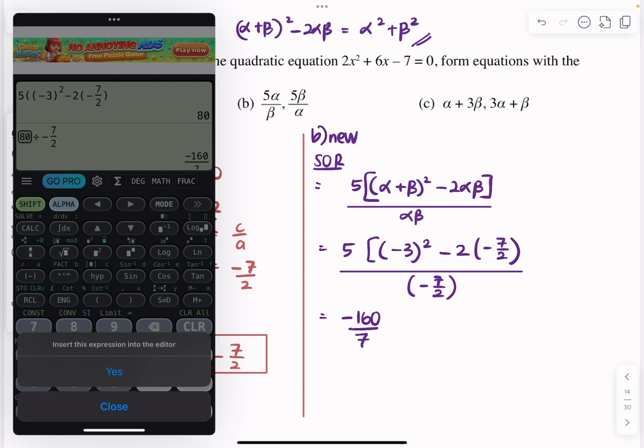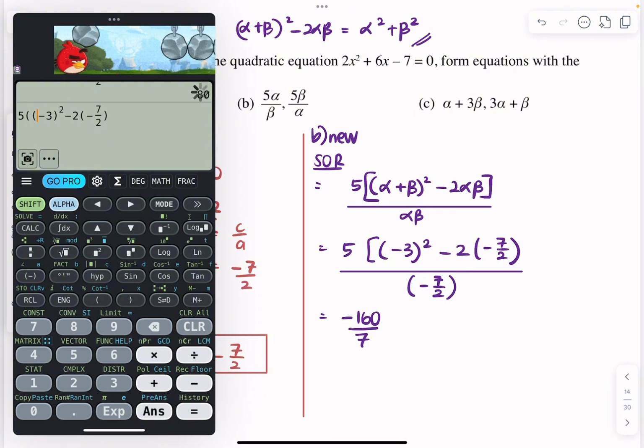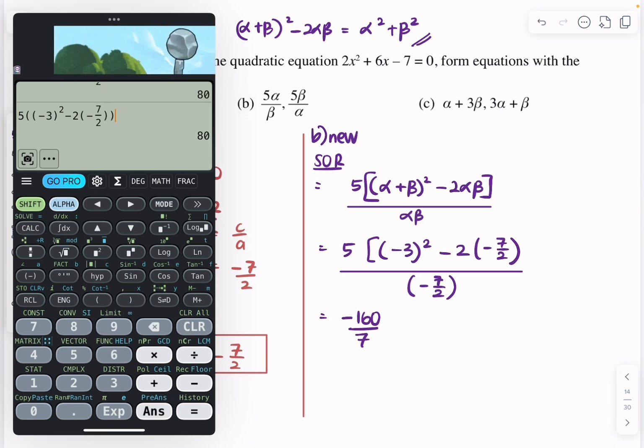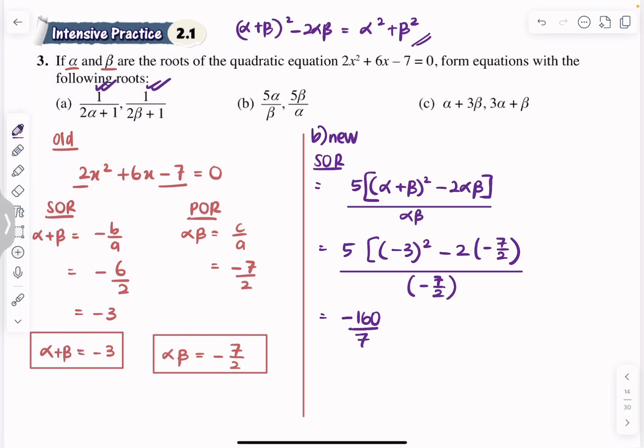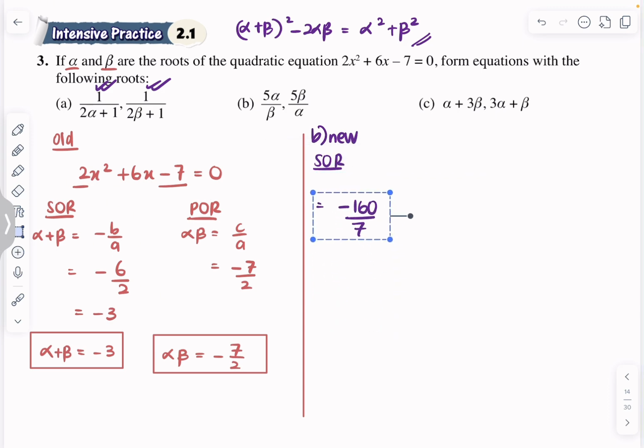Alamak. Okay, it's 5 bracket; in the end, we have to put a bracket to close it. Oh, it's still -160/7. Okay, perfect, the answer is correct. Right, let's look at the product of roots next. So this is our sum of roots, and now we find our product of roots.